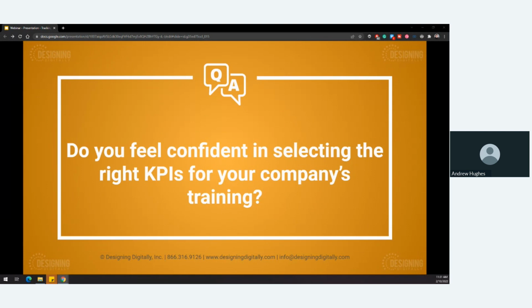Do you, in your job role, feel confident in selecting the right KPIs for the company training that you've been working on lately? There's no wrong answer, everybody. And this is anonymous. If your boss is with you, just don't answer. Don't let them know what you answered. Do you feel you're confident in selecting the right KPIs?